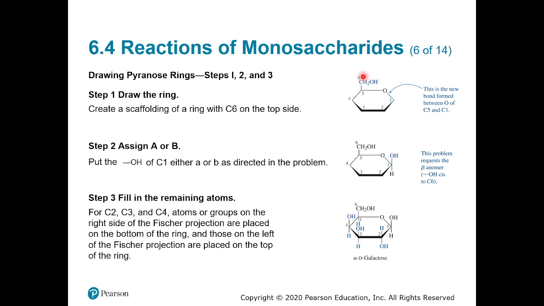All right. Okay, so what's going to happen then is you're going to fill in your OHs either on top or on the bottom, because this is going to dictate alpha or beta, right? Okay, so if you're alpha, then it would be down here for the OH, and it'd be the opposite side of this carbon, right? If you're beta, it's going to be on the top, same side. Everybody good with that so far?